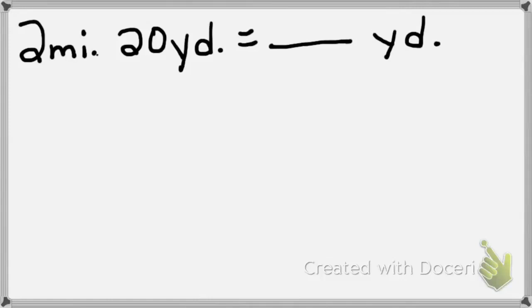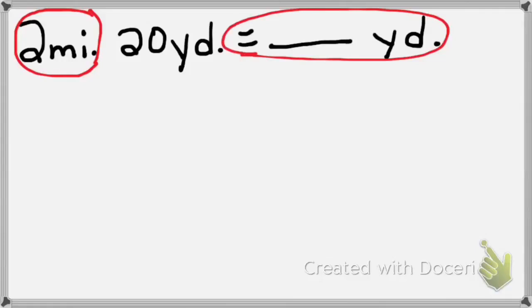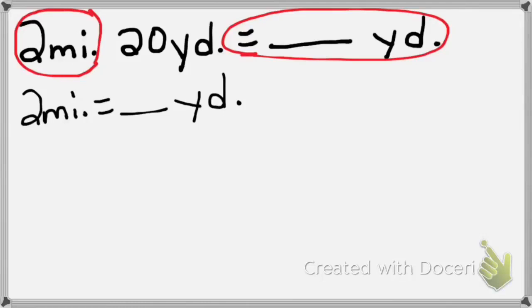Now to solve this, I simply focus in on the first given unit and I wait on the next one. So I'm going to say 2 miles equals how many yards? Same way that I've solved all these problems before. 2 miles equals blank yards. Okay, so miles to yards, miles are larger, that is large to small. Large to small means that I multiply.